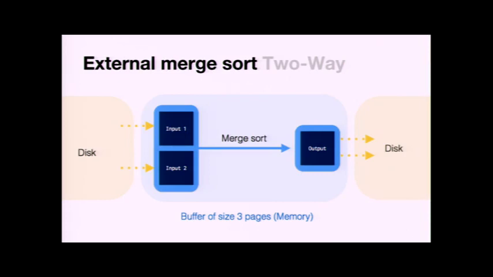So you can imagine that on each pass of this two-way merge sort, the number of sorted runs we have at any point is halved. Any questions so far? Okay.